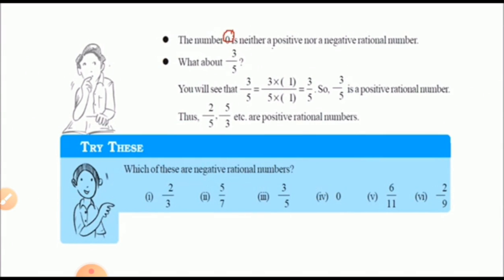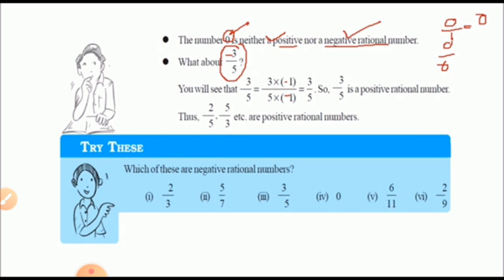Correct. The number 0 is neither a positive nor a negative rational number. That's why here we can specify only rational number, no positive, no negative. Okay, beta? Yes, we are knowing these things. 0 into any number will give you 0. You will see that 3 upon 5 can be written as 3 into 1 upon 5 into 1, which is 3 upon 5. It's a positive rational number.